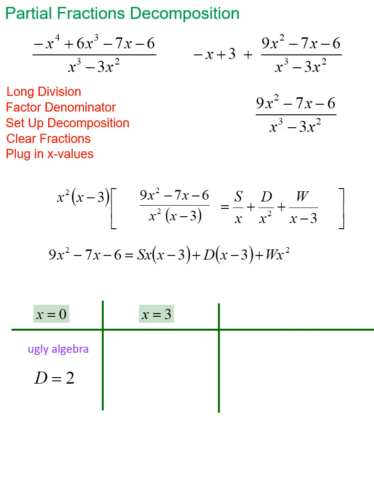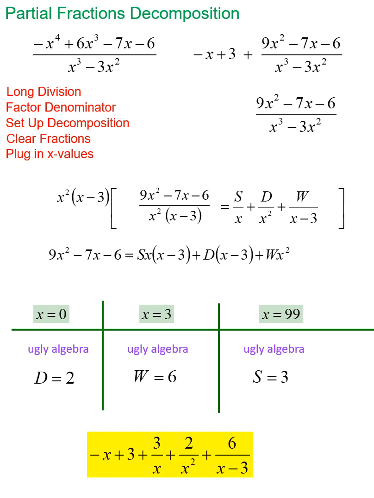I think 3 is a great choice for x here, because I'm going to have an s times 3 minus 3, which is 0, and a d times 0. In other words, the d and the s terms are going to cancel out, leaving me with some algebra that will ultimately lead to w being 6. And finally, there aren't a lot of good choices left for x, so no matter what you pick, you will get s is equal to 3. And now notice I have decomposed the fractional portion, but I have to include the negative x plus 3, which came from my original long division, as part of my final decomposition.